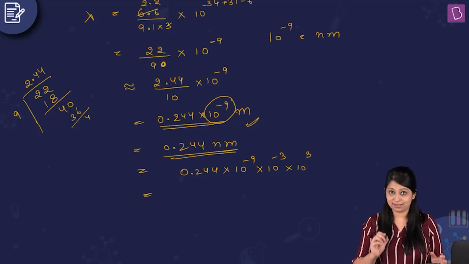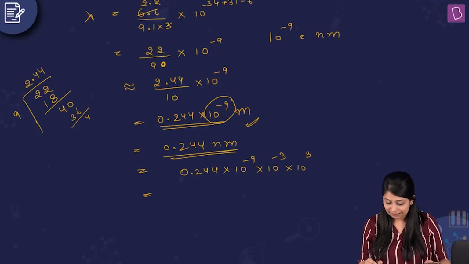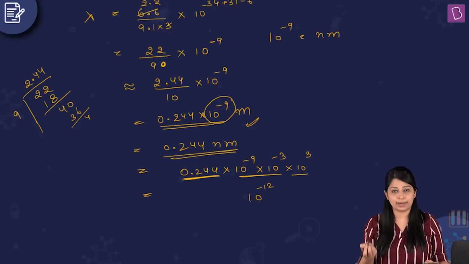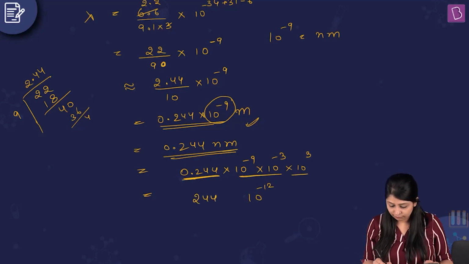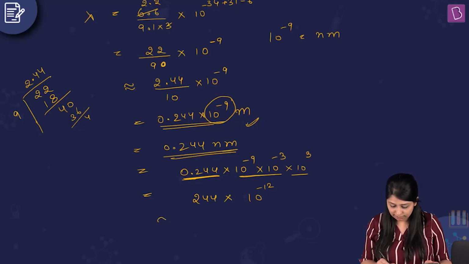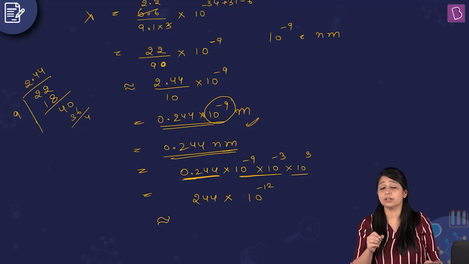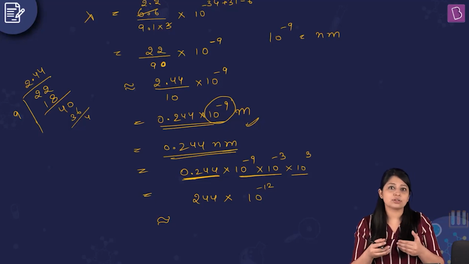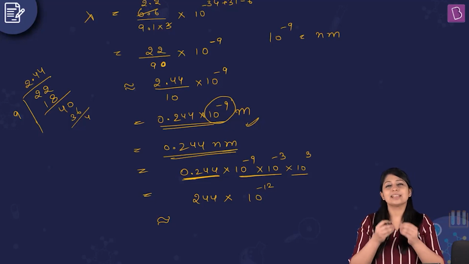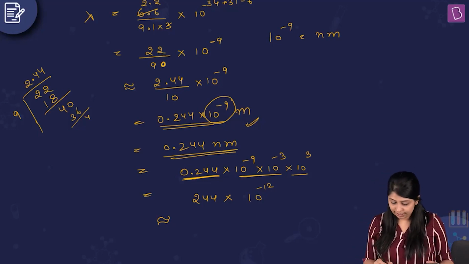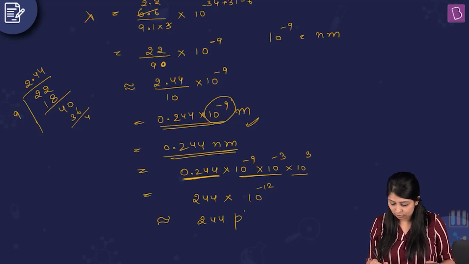Seems like a tongue twister, very difficult one to speak. Okay, so this will be 10 to the power minus 12. And here we have to multiply 0.244 into 10 to the power 3. So that would be 244 into 10 to the power minus 12, right? So remember, this is an approximate value because we changed the denominator. Always remember that when you're changing the numerator, the difference is not that much. However, if you're changing the denominator, there might be some difference, okay? Always keep that in mind. So here we get it as 244 picometers.